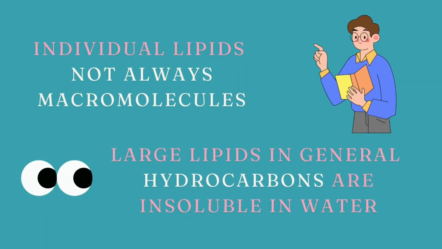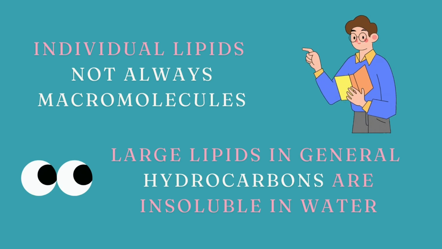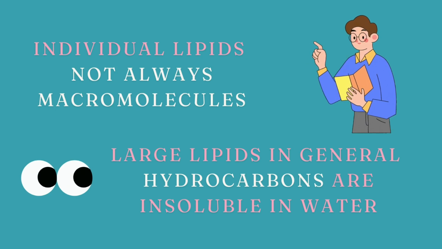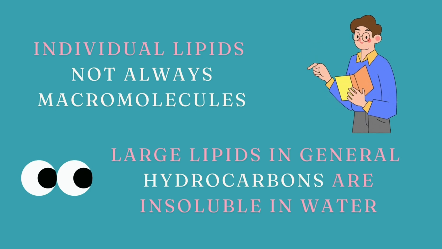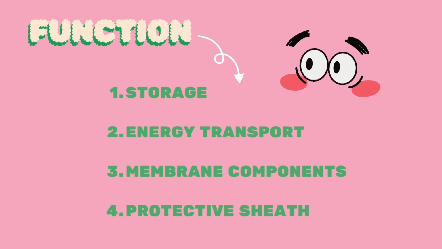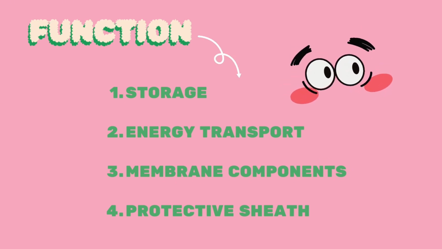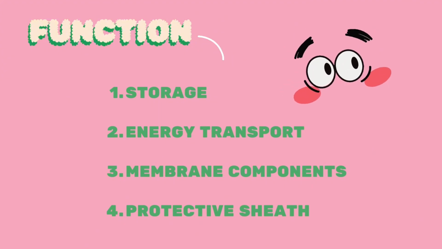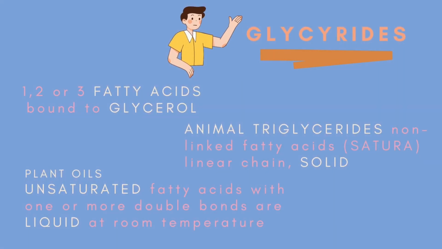Next are lipids. Individual lipids are not all macromolecules. Many individual lipids are composed of smaller monomeric units, and they are involved in many groups of macromolecules. Large lipid molecules are dominated by hydrocarbons as their constituents and are very insoluble in water. Some of these lipids are involved in energy storage and transport, while others are key components of protective membranes and other cell structures. Glycerides have 1, 2, or 3 long chains of fatty acids which are attached by ester bonds to the glycerol molecule.